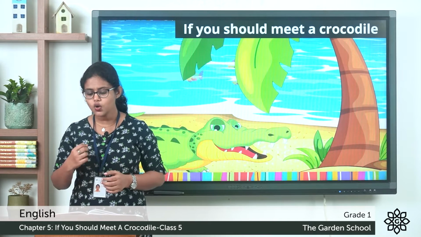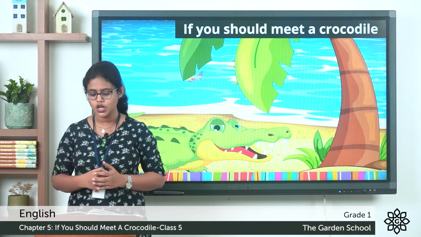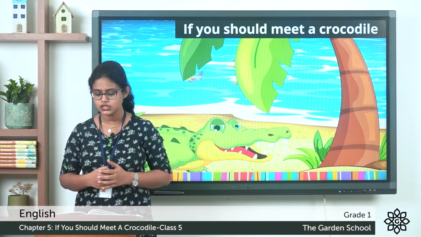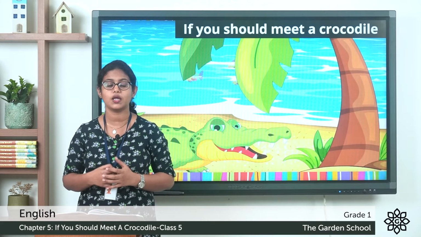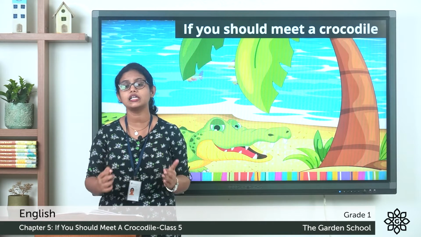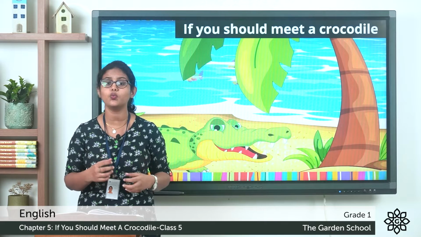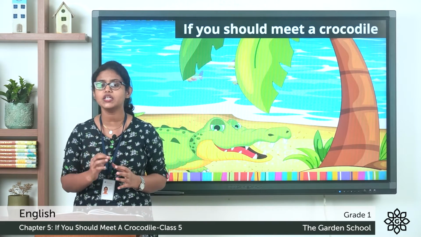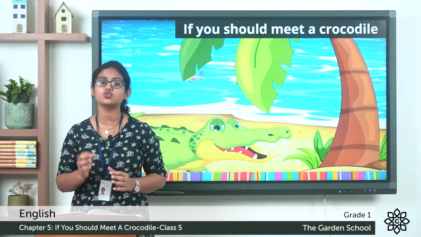Then, ignore the welcome in his smile. Be careful not to stroke him. So these 2 lines say that this crocodile welcomes you with a smile. And what do you need to do? You should ignore it. You should not consider that welcome. Be careful not to stroke him.